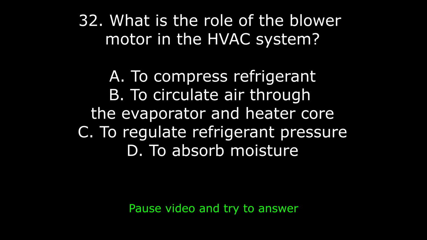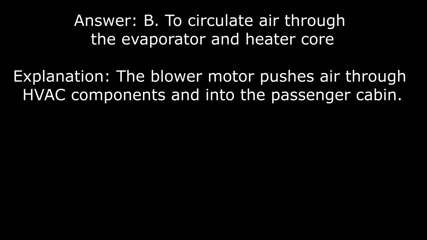32. What is the role of the blower motor in the HVAC system? A. To compress refrigerant. B. To circulate air through the evaporator and heater core. C. To regulate refrigerant pressure. D. To absorb moisture. Answer: B. To circulate air through the evaporator and heater core. Explanation: the blower motor pushes air through HVAC components and into the passenger cabin.